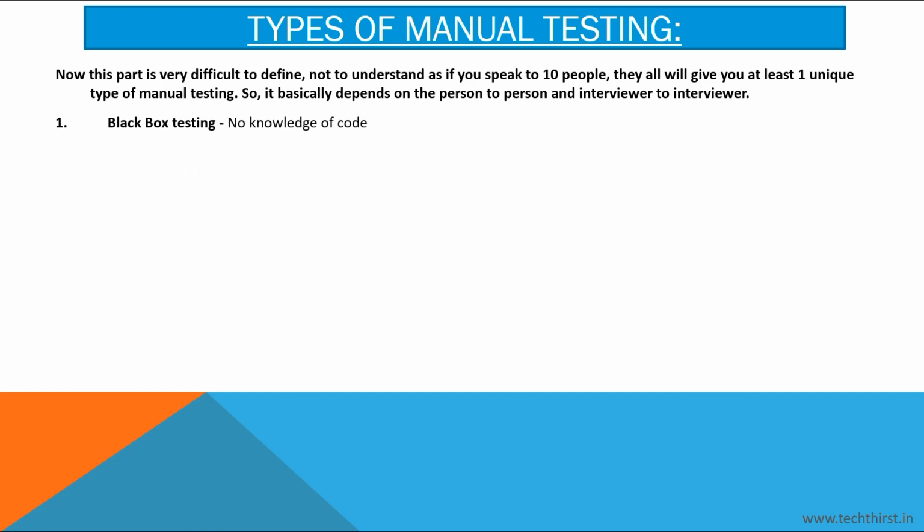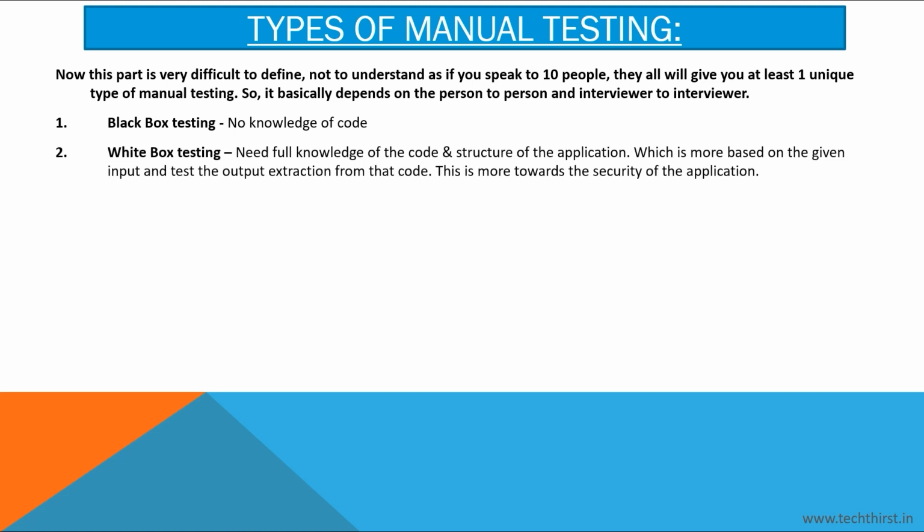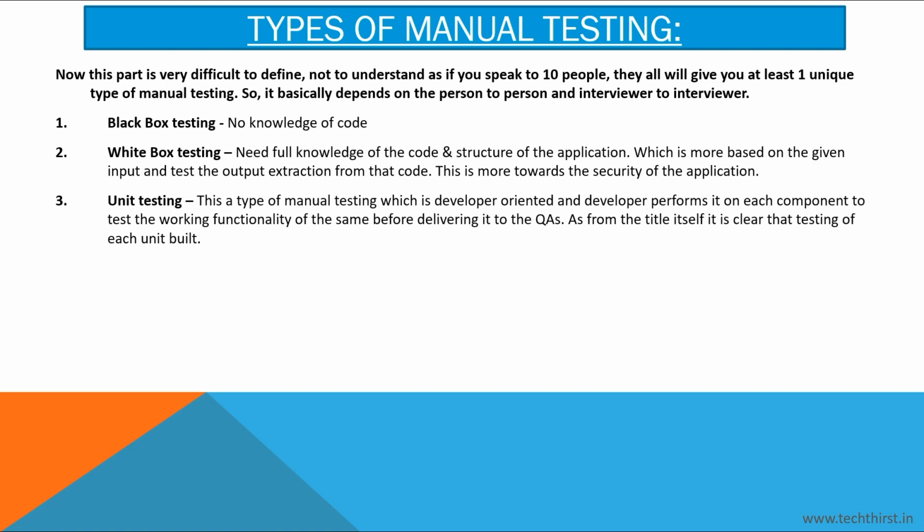First we have black box testing. In this, no coding knowledge is required. It is an approach that defines the functional testing. Secondly, we have white box testing. In this we need full knowledge of the code and structure of the application, which is more based on the given input and test the output extraction from that code. This is more towards the security of the application. This comes under the structural testing approach.